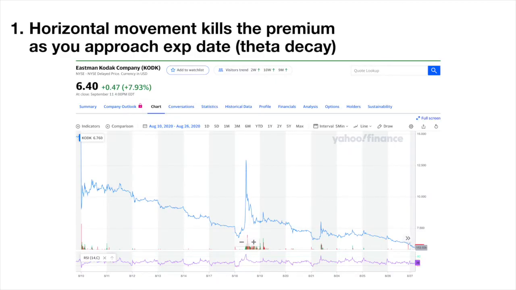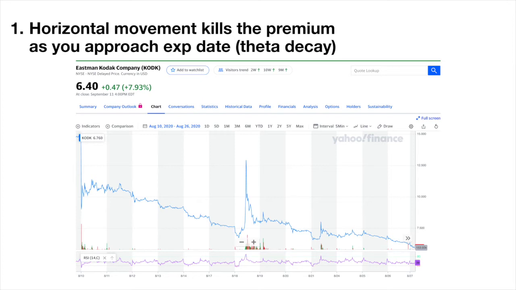So horizontal movement kills the premium as you approach the expiration date. Here's an example of Kodak, right? I bought put contracts on Kodak after we had that really crazy upswing in their share price up from $2. What happened was I anticipated the fall off of the share price to be faster than what actually took place. If you're looking at the dates, 8/10, and we're starting to see a decline, right?